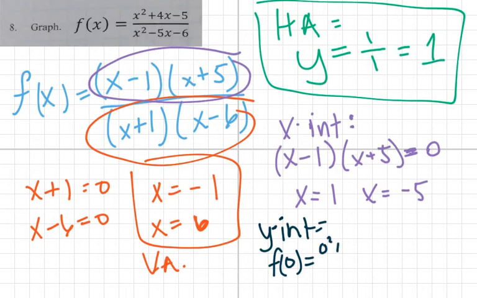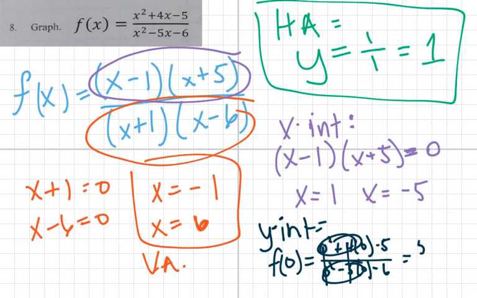0 squared plus 4 times 0 minus 5 over 0 squared minus 5 times 0 minus 6. So all these things cancel. Nice. And so I'm left with -5 over -6. Those are just going to be zeros. So it's just 0 minus 5 and 0 minus 6, which gives us -5 over -6. Negative divided by negative is positive. So my y-intercept is the lovely fraction 5/6.